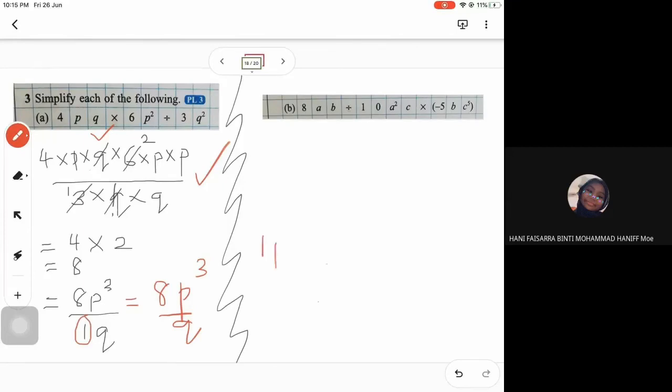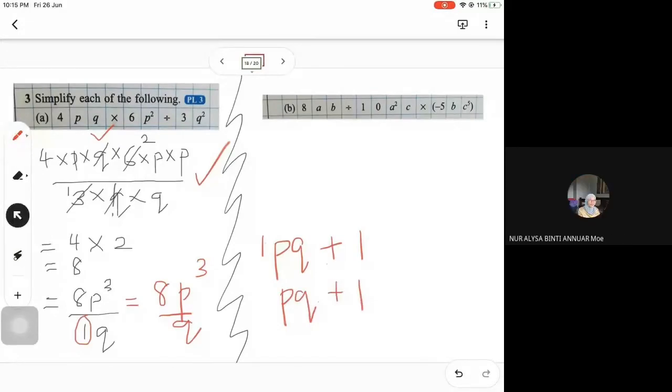For example, 1pq plus 1. So, 1 yang ni, this 1 is constant. 1 ini you mesti tulis. Wajib lah, it's constant. Tapi, 1 in front of pq, you cannot write. You must just write pq plus 1. Understand, class? Okay, please take note of that. Yes, right? Teacher. Okay, next.